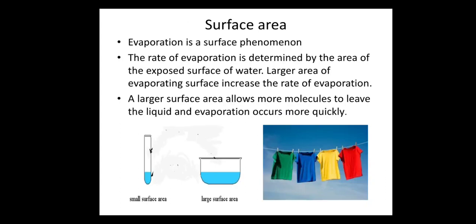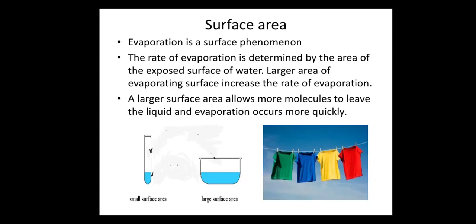Second factor, that is surface area. You already know that evaporation is a surface phenomenon. The rate of evaporation is determined by the area of the exposed surface of water. The larger the area of the evaporating surface, the more the evaporation process increases. A larger surface area allows more molecules to leave the liquid and the evaporation becomes faster.